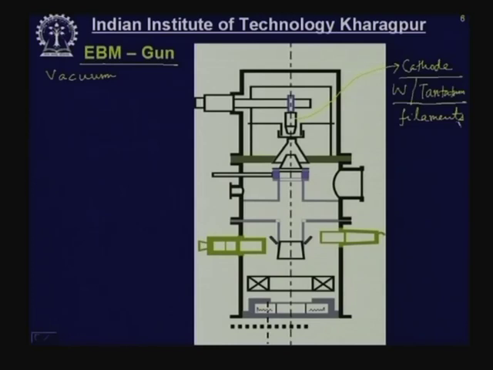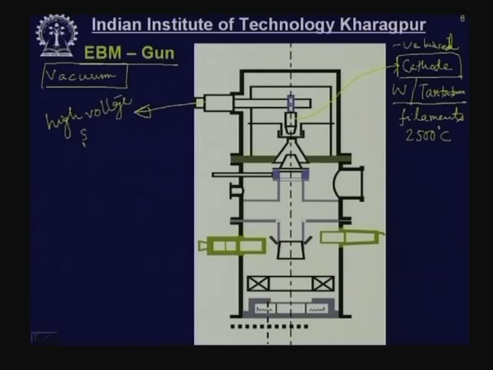Potential difference is applied across this filament, so that the filament temperature goes to around 2500 degree centigrade. At such high temperature and moreover under vacuum, there would be emission of thermionic electrons. Moreover, this particular cathode is highly negatively biased. This is negatively biased, and this is your high voltage supply to your cathode. So, through this section the high voltage supply comes.